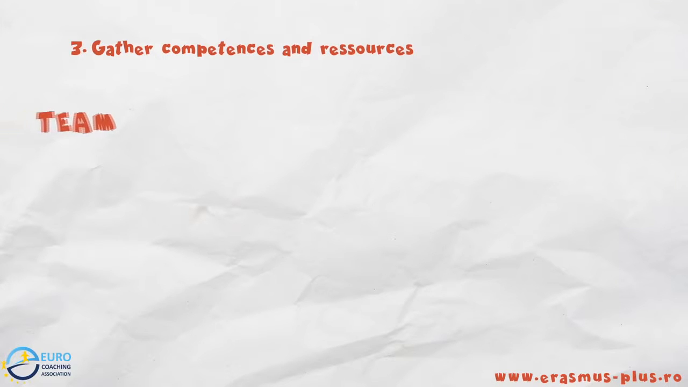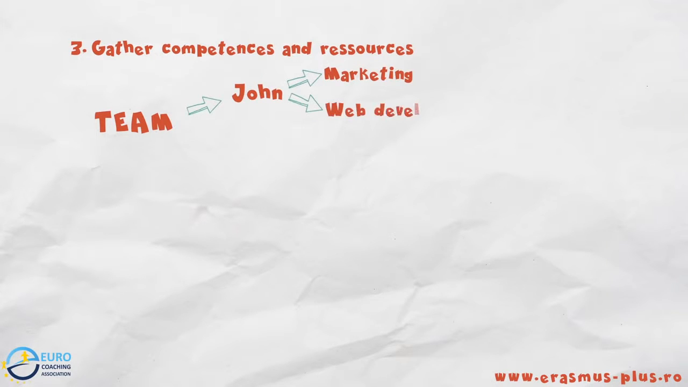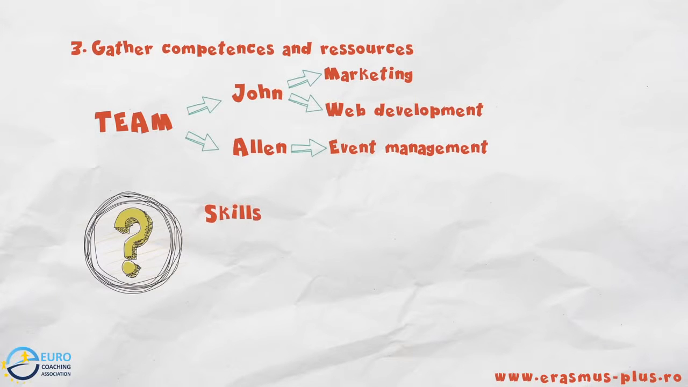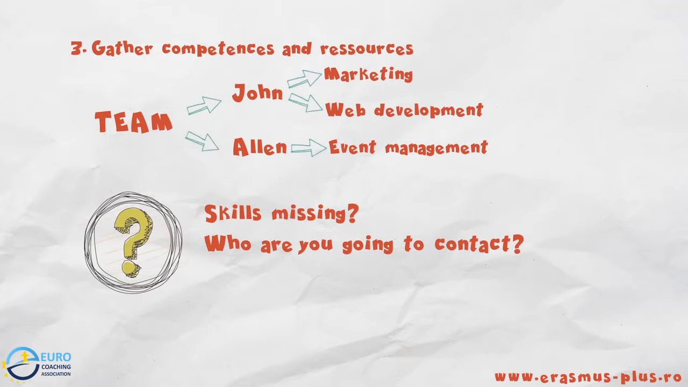The third step is to gather the necessary competencies and resources. You should build your team that will support you until the end of your project. Then you should see what skills everyone has. For example, John has skills in marketing and web development. You should make use of these skills in your project. If you need some skills and nobody in your team has them, you should contact someone from the writing stage of your project. Also, make sure that the goals of the project are clear for everyone.